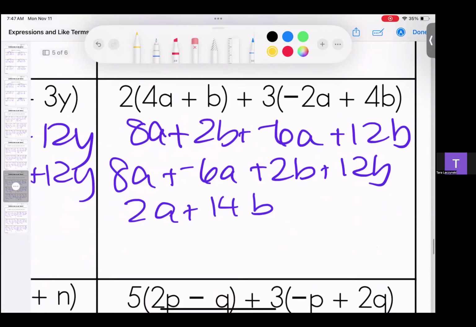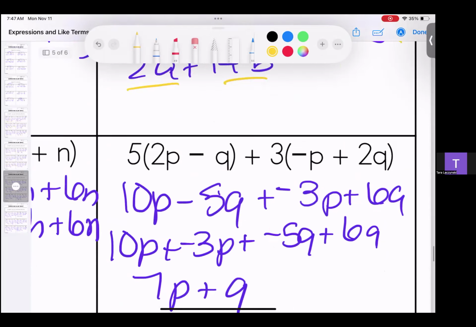Both numbers are positive. 2 times 4 is 8. 2 times 1 is 2. 3 times 2 is 6. 3 times 4 is 12. 1 negative. 8 minus 6 is 2. Bigger numbers positive. 2 plus 12 is 14.